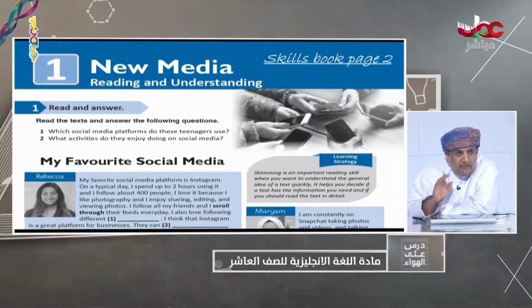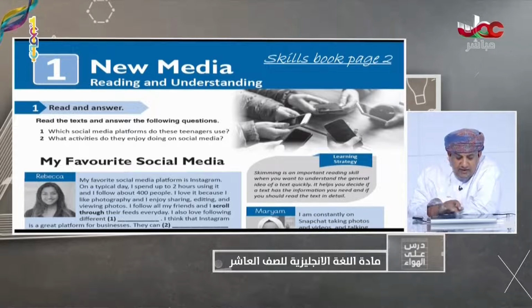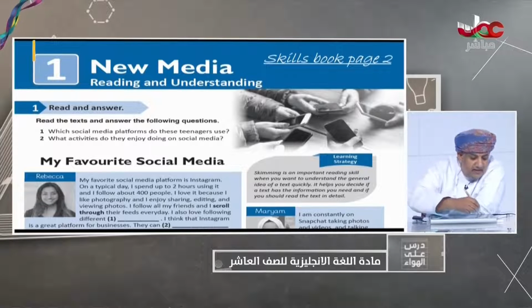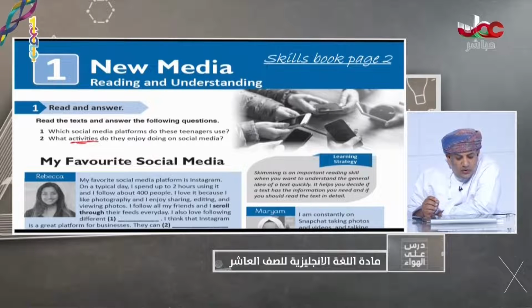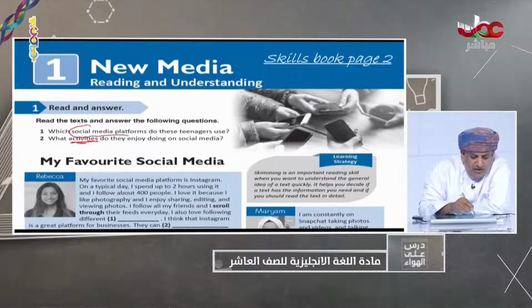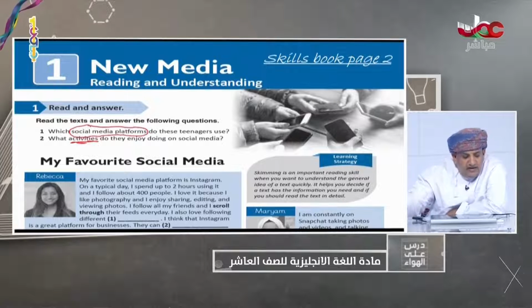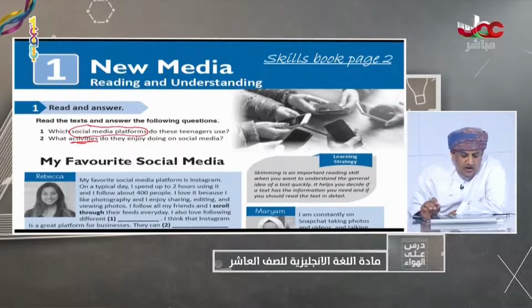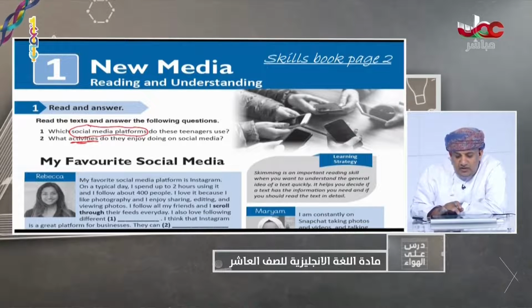Now we have 5 texts. Let's look at the first one. Let's look at your skills book, page number 2, task number 1. Read and answer. We have 2 questions here. Number 1, which social media platforms do these teenagers use? And number 2, what activities do they enjoy doing on social media? So for the first question, we should look at the social media platforms, and then we should read about the activities they do on social media.